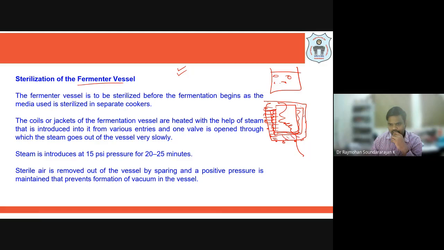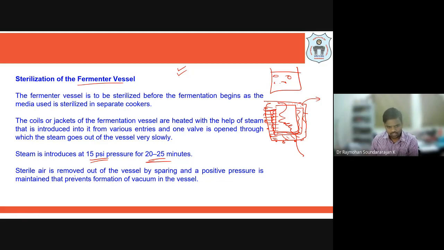Okay, so steam is introduced on all the parts of this fermentation vessel, through which the steam goes out of the vessel slowly. So once it is introduced, then it will be leaving the system. Usually the steam is introduced at 15 psi, pounds per square inch pressure, for around 20 to 25 minutes, which is sufficient for sterilizing the fermenter vessel. So steam sterilization is preferred for sterilizing the fermenter. Usually a pressure of 15 psi for 20 to 25 minutes is done.